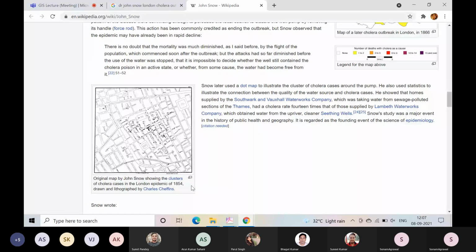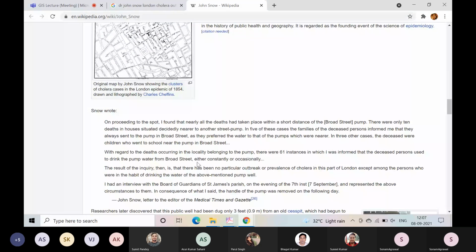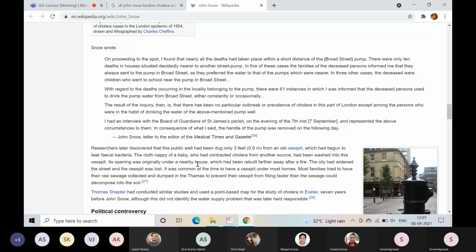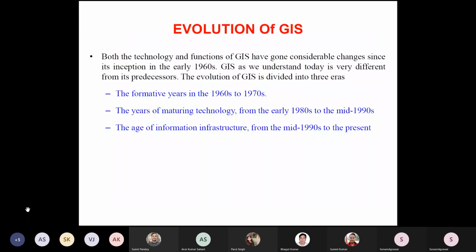So this is how one of the very first examples of GIS was given. Go through this article. It is an interesting one. You can find several research articles on this particular topic about John Snow, about the water pump, and how he plotted all the cases and identified the things. So you can read about this, but we are coming back to our main topic about the evolution of GIS.